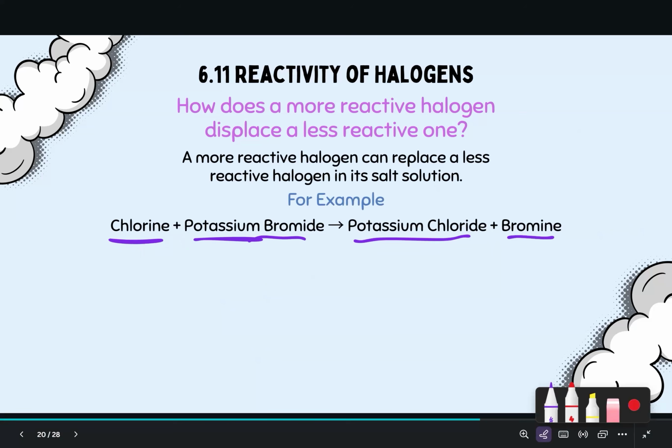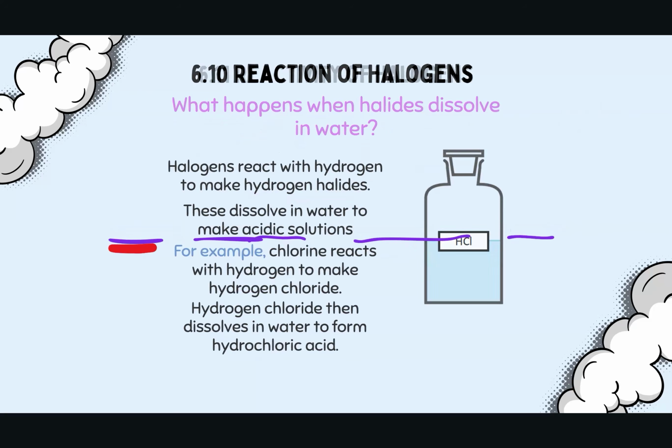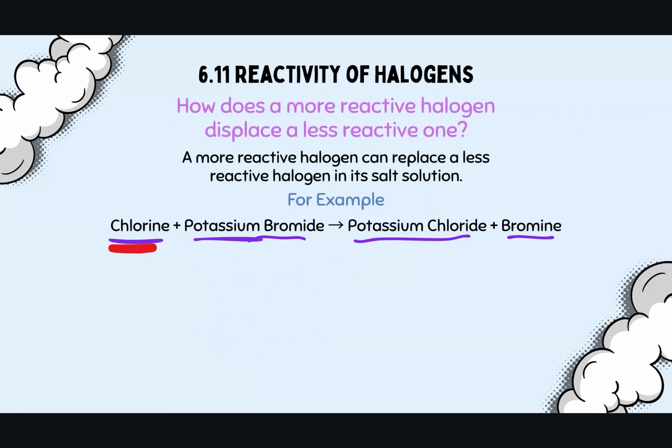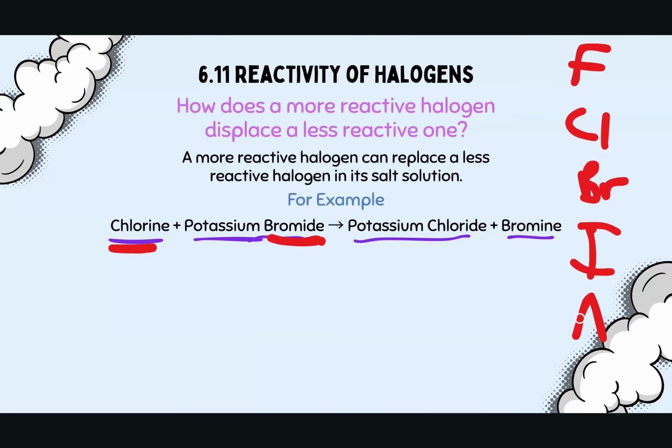So what we're doing here is we have chlorine and we have bromine. Now, which one is more reactive, chlorine or bromine? F is the most reactive, fluorine, then chlorine, then bromine. As you go down the group, they become less reactive. Then iodine, then astatine, which we don't need to know too much about in year 11. So chlorine is above bromine, so it's more reactive. So it swaps places with it.